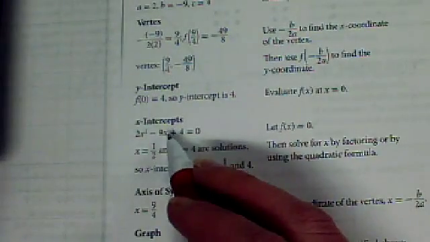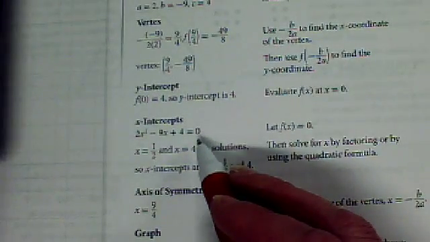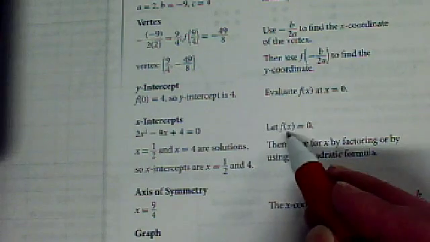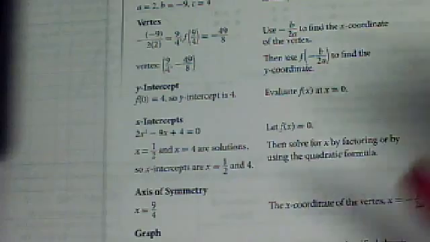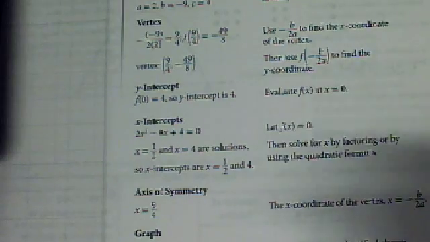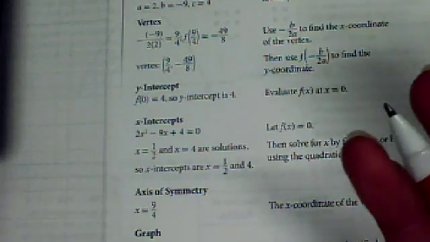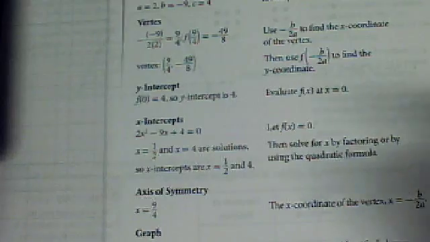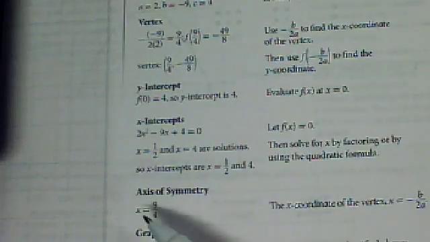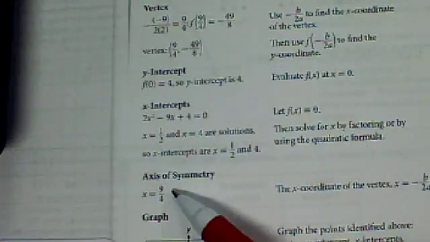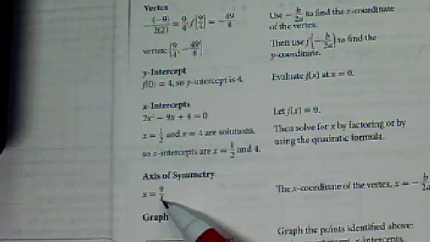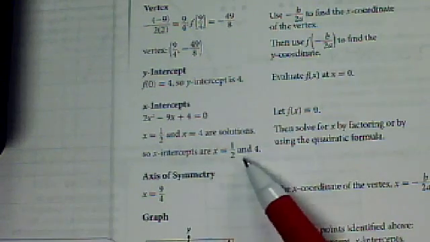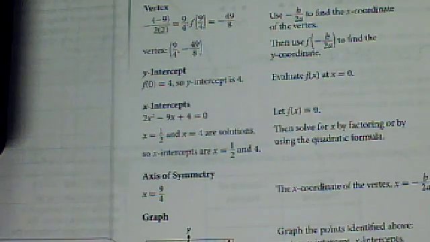The x-intercepts are found when y is 0. So you set your function equal to 0 and solve for x. And you can solve for it by factoring or by quadratic formula or whatever makes you happy. Now the axis of symmetry is the x-coordinate of our vertex. They are identical. It also could be found by finding the halfway point between our x-intercepts.